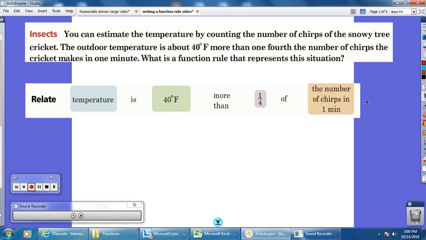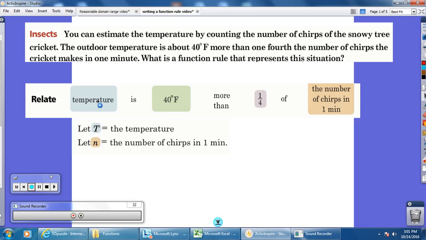So here's what we're going to get out of it. Now, how are we going to relate this? How are we going to make a function out of this? The first thing we're going to do is set variables, right? Let T be the temperature, and let N be the number of chirps in a minute, per minute. Because that's what it's saying. In 1 minute, that's the same thing as per minute. Let T equal the temperature, N equal the number of chirps in 1 minute.